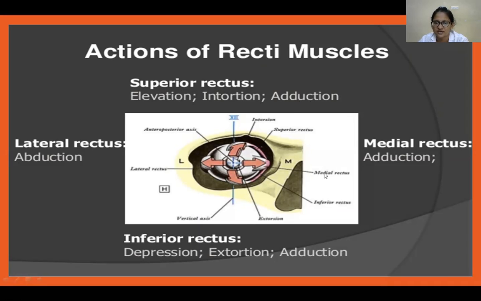Whereas the inferior rectus produces depression, extorsion, and adduction. Okay, these are the movements occurred by the inferior rectus muscle. Next coming to the medial rectus. Medial rectus is helpful in adduction of the eyeball, whereas lateral rectus is helpful in the abduction of the eyeball.